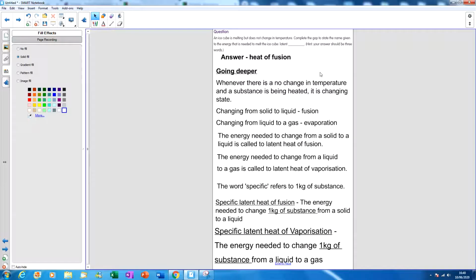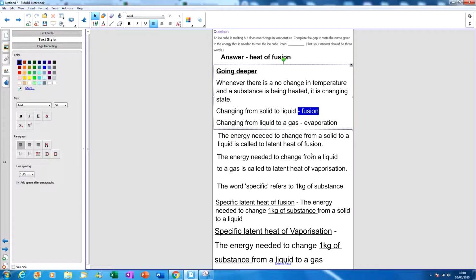The first thing is, when a substance is being heated but its temperature isn't going up, that usually means in our physics matter topic that the substance is changing state. There are 2 ways to label state changes that you need to know about. If it's going from a solid to a liquid or vice versa, that is called fusion. And if it's going from a liquid to a gas, or the other way around, a gas to a liquid, that is called vaporization.